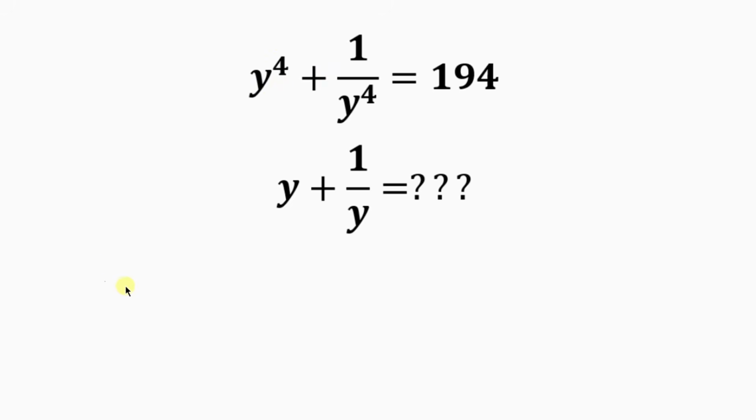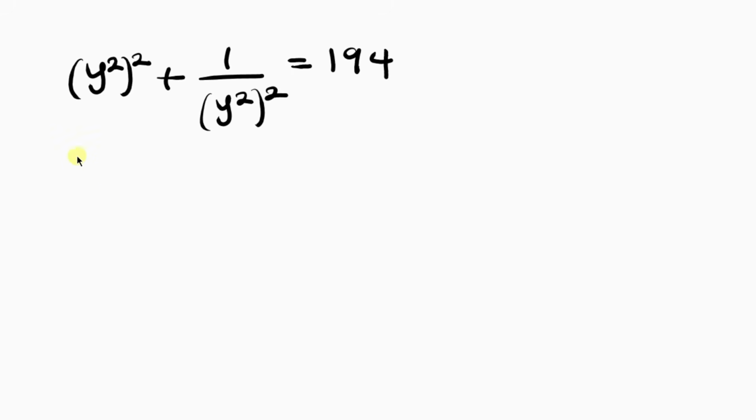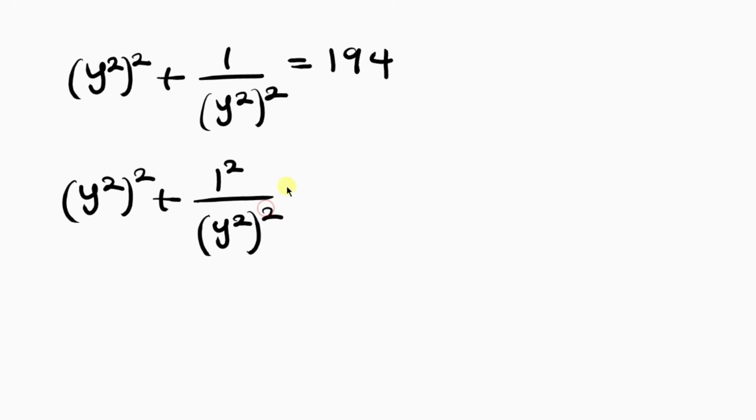y^4 can also be written as (y^2)^2, plus 1 over y^4 can be written as 1 over (y^2)^2. That is it, and this is equal to 194. Now it looks easy. We can simplify further. This is (y^2)^2 plus 1 squared all over (y^2)^2, and this is equal to 194.